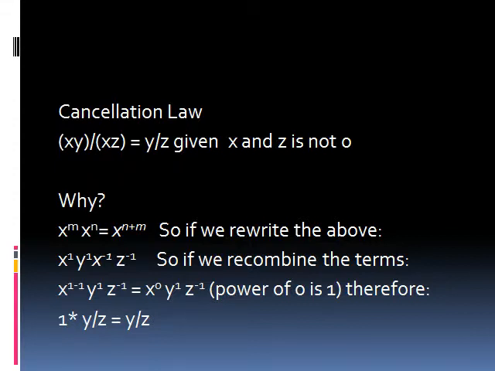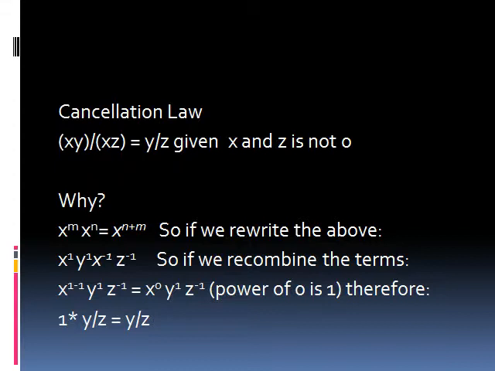Now, let's look at another rule. This is known as the cancellation law. So if we look at the example, x times y divided by the product of x times z would equal y over z, given that x and z are both not 0.